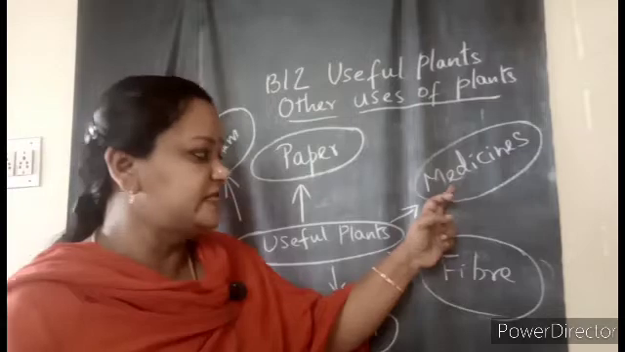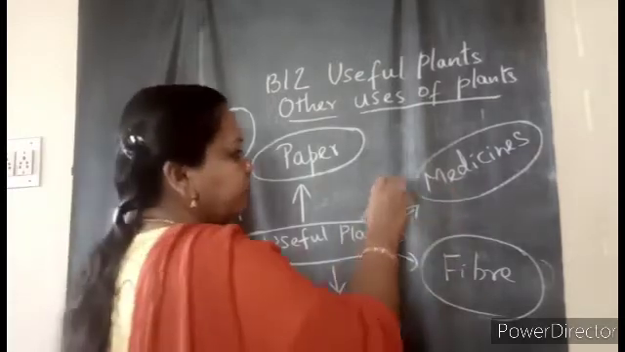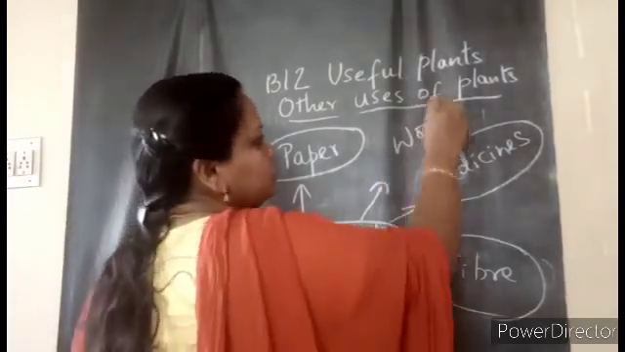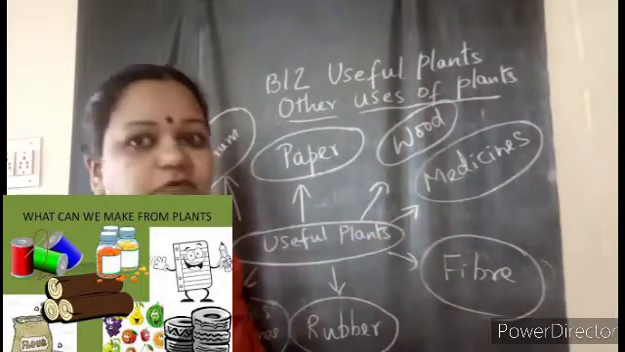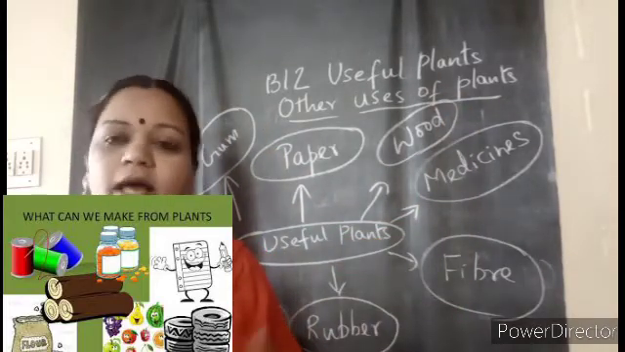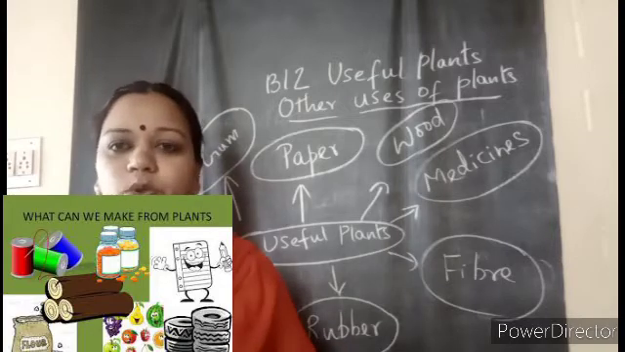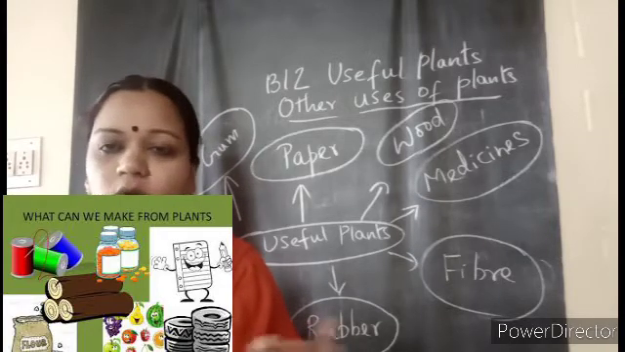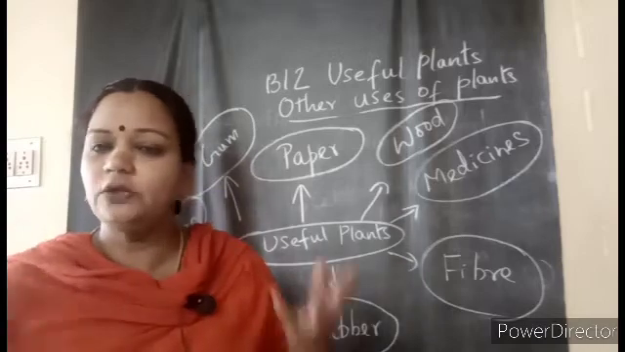See, paper, medicines, fiber. One very important one is wood. See, wood is used to make houses. In some parts of our country, complete houses are made only of wood. But we use the wood for making doors and windows. Without a door, a house cannot be made. Windows we need to get the aeration.